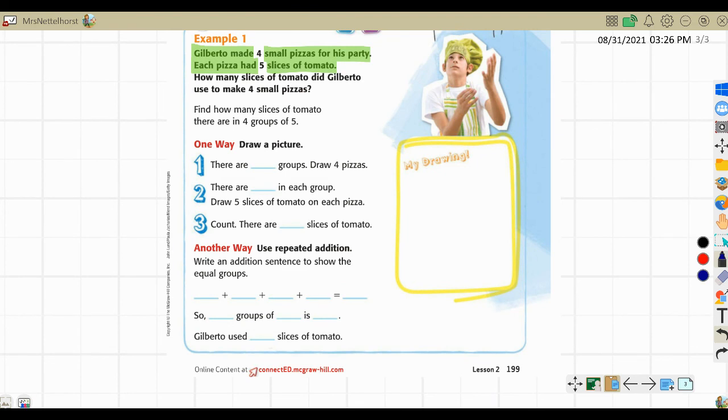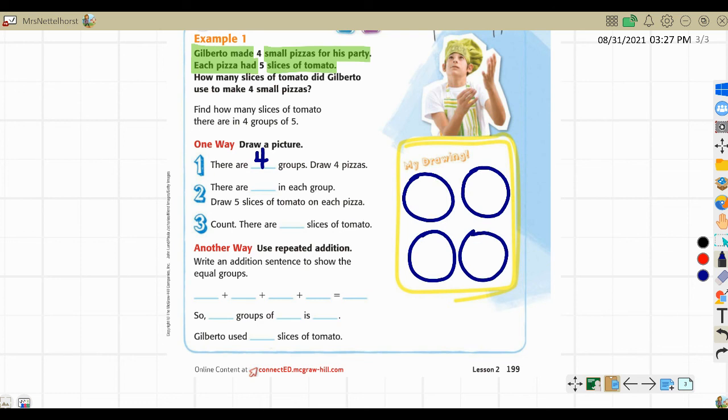So I'm going to use purple. Okay, so we're going to draw a picture. There are blank groups. Draw 4 pizzas. There are 4 groups. The pizzas are the groups. It's navy blue, okay, whatever. So I'm going to draw 4 pizzas in my drawing space. Please make sure you do your drawing. It's really important to help you understand how this works.